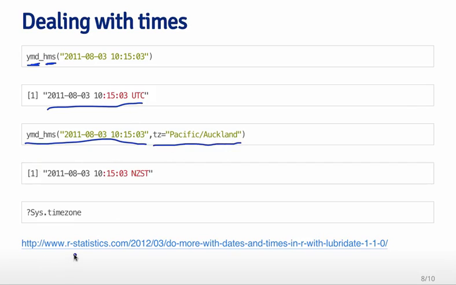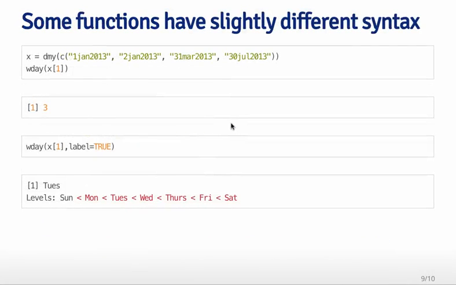And I'm getting this from a tutorial on statistics.com about lubridate. And so if you want to learn more about how to set time zones and what time zones are in R, you can look at the help for Sys.timezone. Some functions have slightly different syntax. So if you're using the base date manipulation functions, you use weekdays, but if you are using the lubridate package, you're going to use wday like this to get the weekday, and this will give you sort of a number here, which is going to be 3.